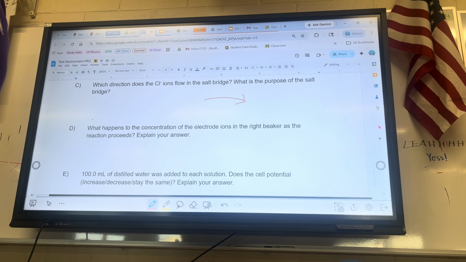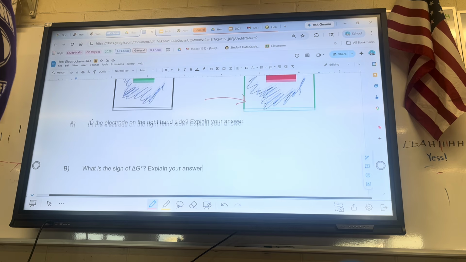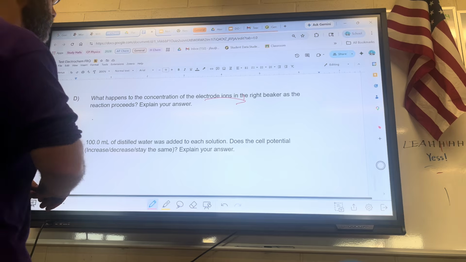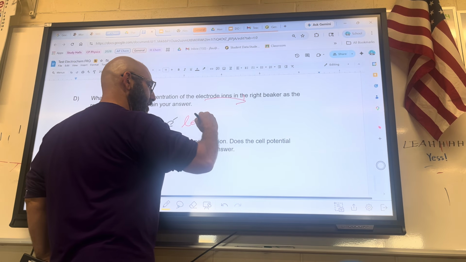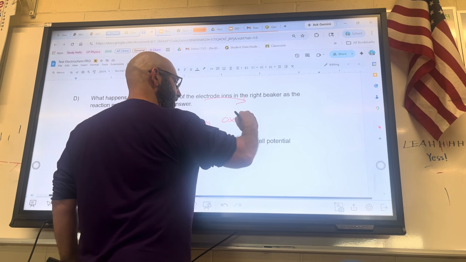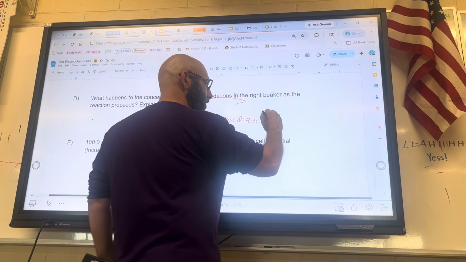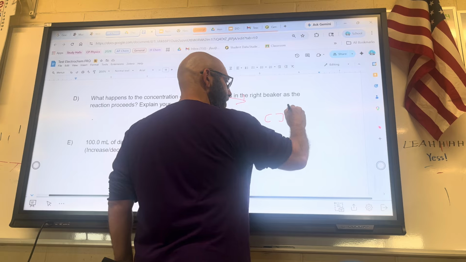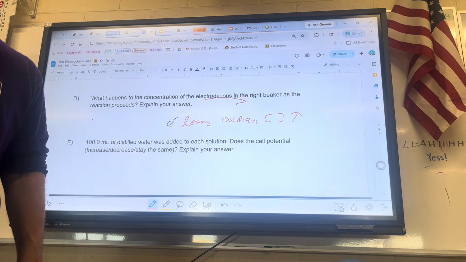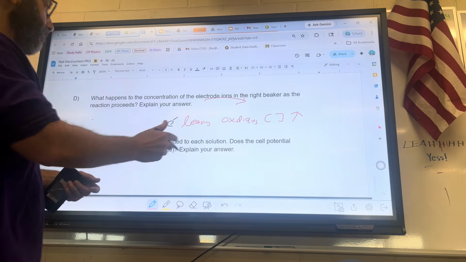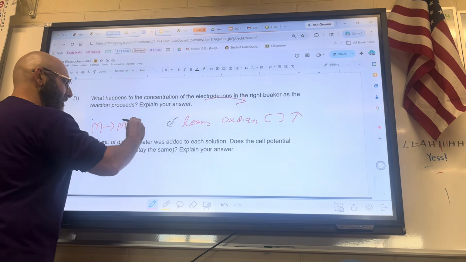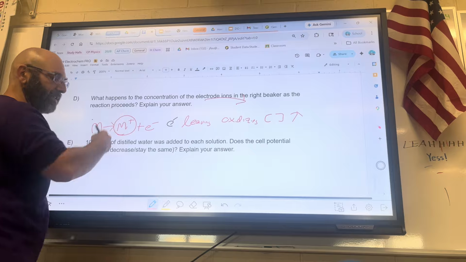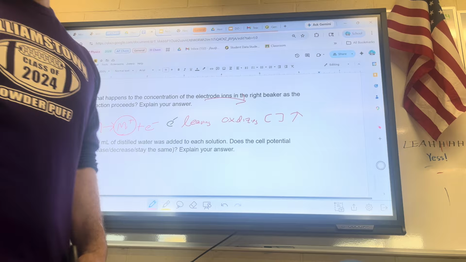What would happen to the concentration of the ions in the right beaker? As the electrons are leaving, oxidizing, the concentration will increase. We've got to use our reaction. Our metal is becoming our metal positive and electrons, this thing is going to dissolve, increasing concentration.